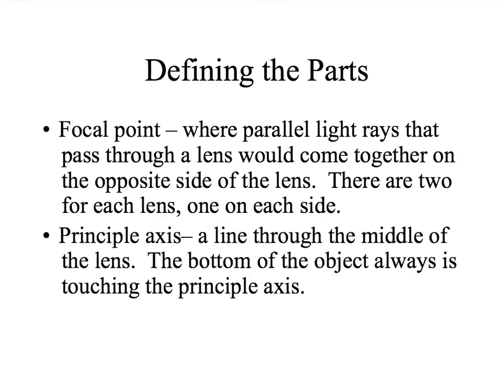Okay, this video is going to be just like the last one when we found the ray diagram for the mirrors, and you're going to find things that are very, very similar to what we did last time. We need to define some parts. We already looked at what a focal point was. That's where the light would be focused, but this time it's going to be on the opposite side of the lens because light goes through lenses, whereas for mirrors it bounced off. And then our principal axis is that line through the middle.